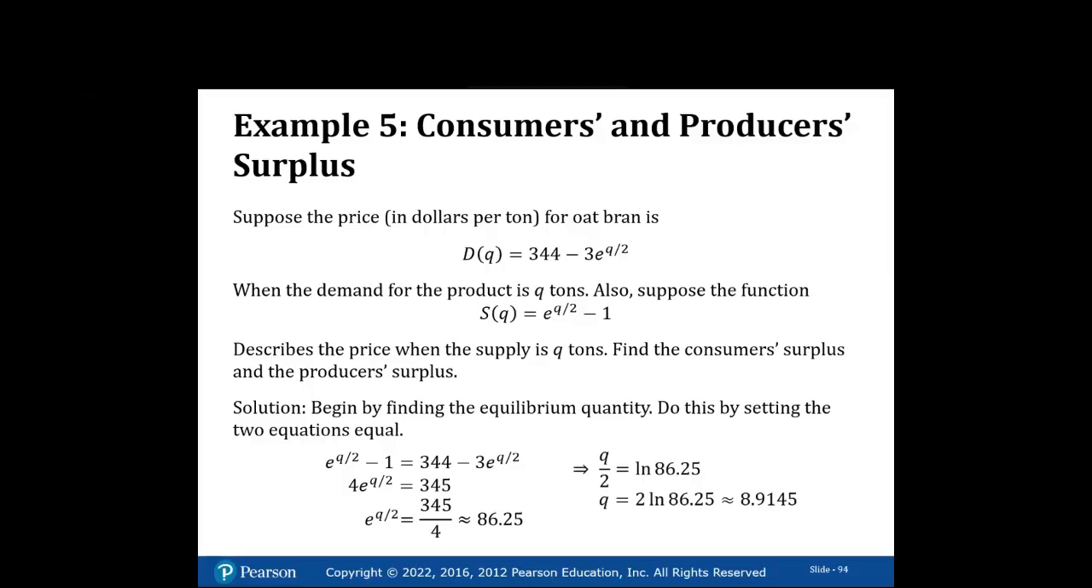When we're doing consumer and producer surplus, any kind of applied problem, you are going to approximate it, right? I don't want to see ln of 86.25. That doesn't give you a price. It doesn't tell you how many tons it is. So you need to approximate it into a decimal.